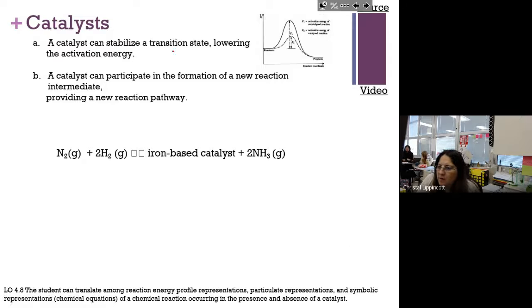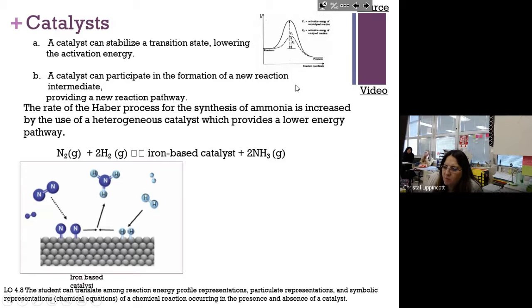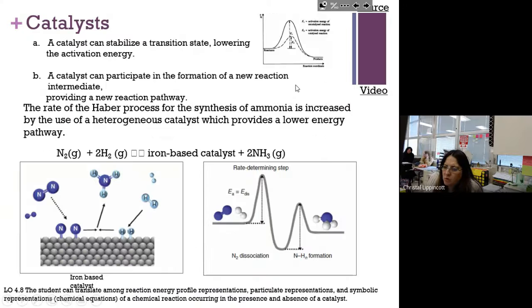All right, we have a catalyst here. It's going to be lowering activation energy. It can participate by forming intermediates. It can also participate by reducing activation energy. So here is the Haber process for producing ammonia. And that simply takes this, we've got rate determining step here, and then your formation down here.